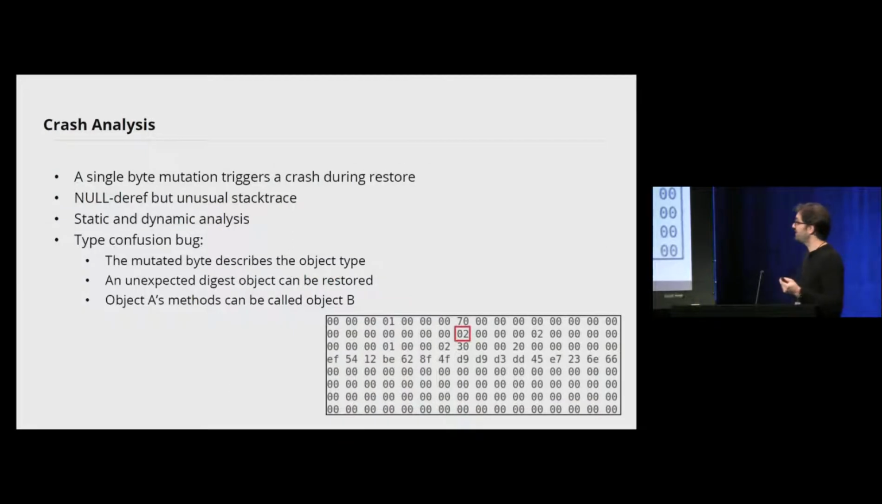And if you mutate the state, you get a strange crash. At first, we thought it was just a null-deref vulnerability, which is not interesting from a security point of view, because it's usually not exploitable. But the stack trace was a bit unusual, and we dug a bit and saw that it was not a null-deref, but actually a type confusion bug. The byte which is encircled in red is the type of the digest you are restoring. And if you change it, you can restore a different hash object than the one that was previously saved. That allows you to call different methods on that object and to trigger some bug.